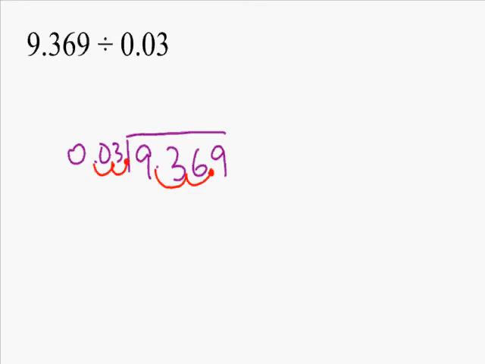I'm going to rewrite the entire problem just so that it's a little bit neater, because I know that when I have neat work, I'm less prone to making mistakes. So I have 936 9/10 divided by 3. Let's go ahead and start working on our division.